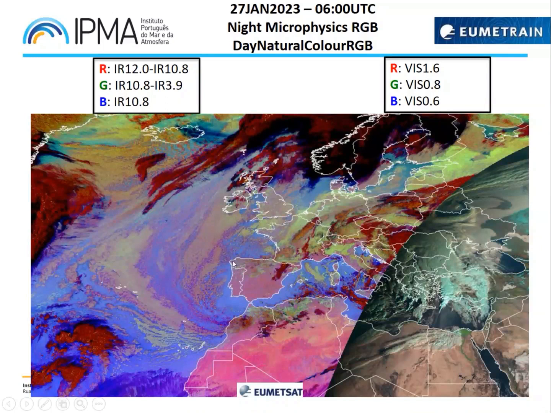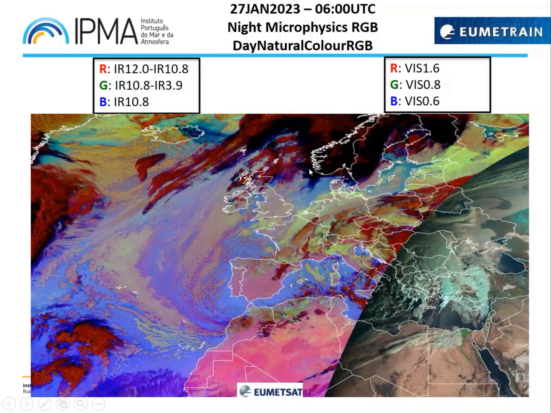The high-level clouds that you can see here associated to the frontal systems are very thick, with the red color, and also this very dark blue is the cirrus clouds, high-level clouds that we saw in the RGB. It's very much with some white shades.